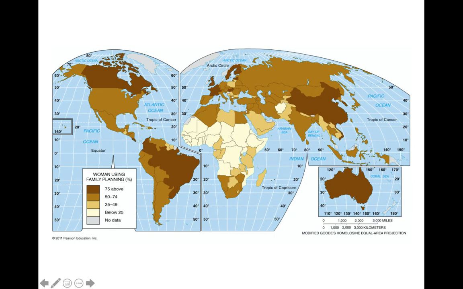Areas like Canada and parts of Europe have a higher percentage of women using family planning or access to birth control due to universal health care. It removes the barriers that women have to obtain birth control and make those choices. Again, the easiest way to curb population growth is to reduce the crude birth rate.